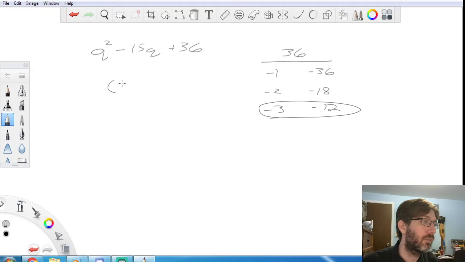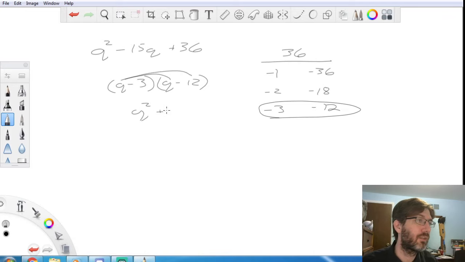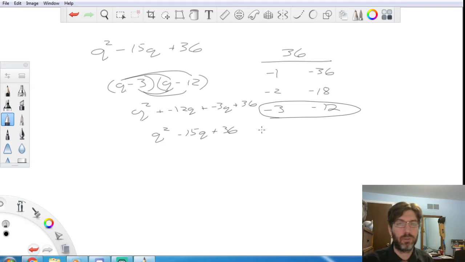So all that we do, give the negative 3 to one of them, and give the negative 12 to one of them. Again, you can check your work by factoring it out, or sorry, foiling it. And there you go. Check in your work.